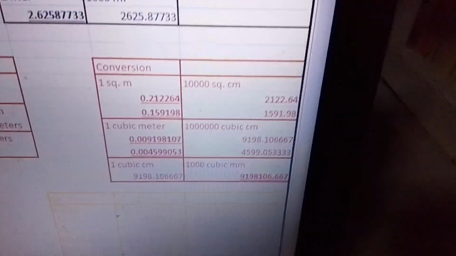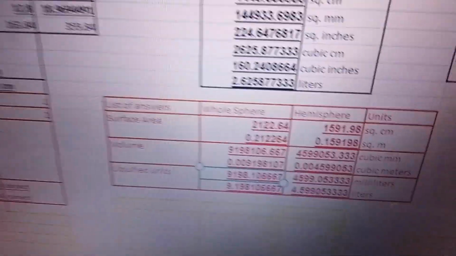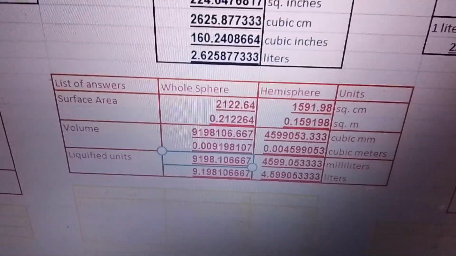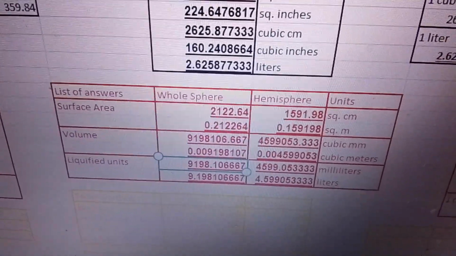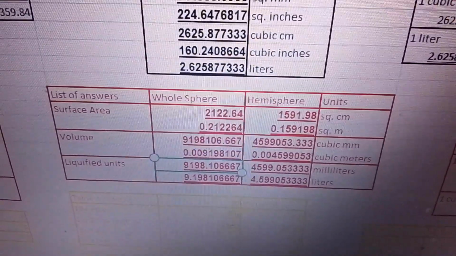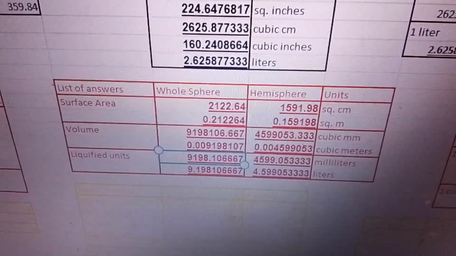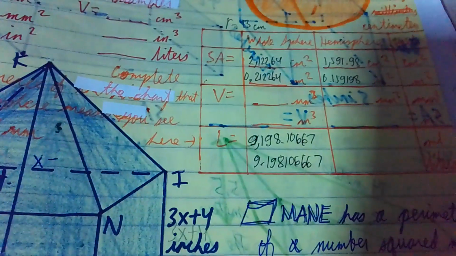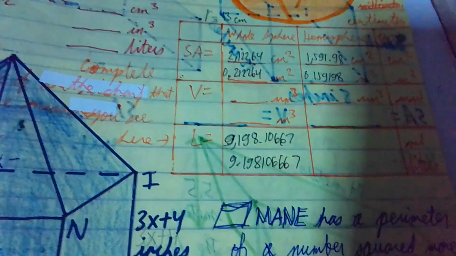Okay? Then, on the other hand, it goes like this. Remember, if I were to convert that to liters, we shift the decimal point 3 places to the left. That's why it becomes 9.198 liters of water. So, that's the answer.